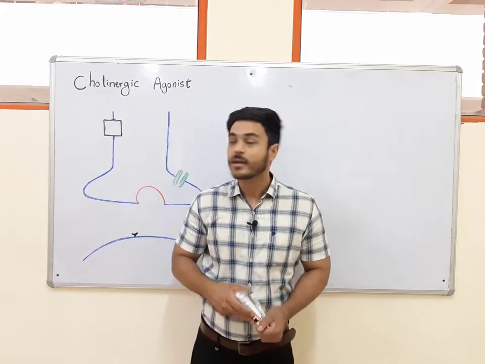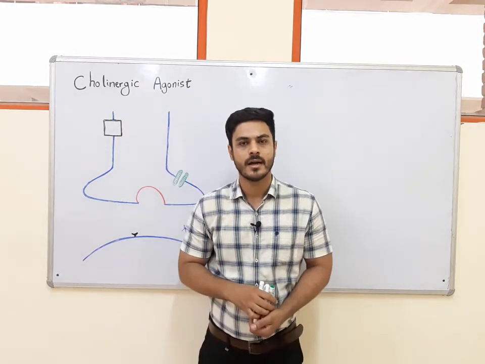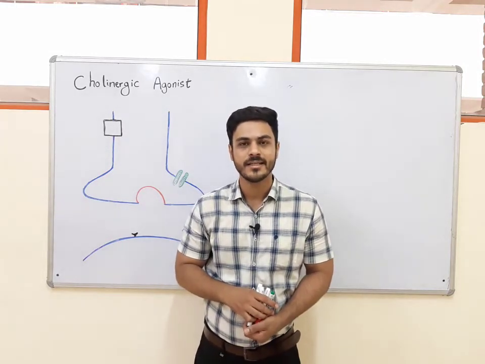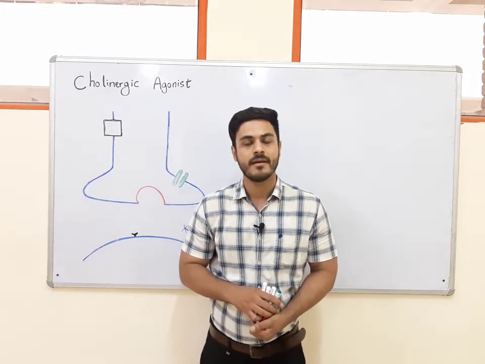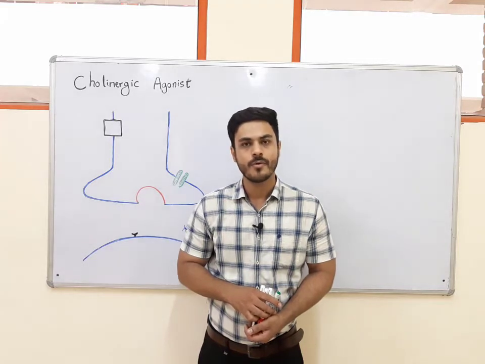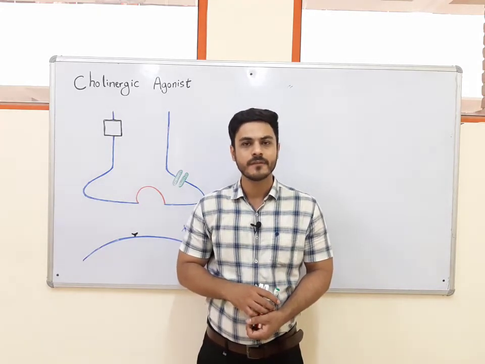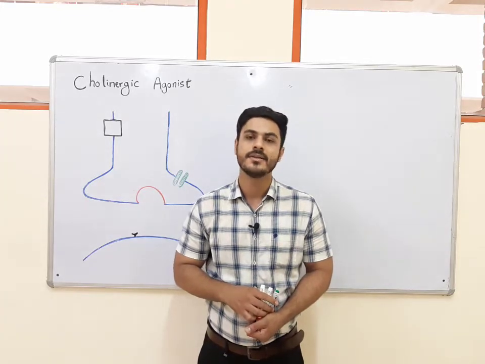Today we are going to talk about cholinergic agonists. Cholinergic agonists are the chemicals which can increase the effect of acetylcholine in the synapses. They have different mechanisms of action, and today we're going to learn about the mechanism of action and the different groups which can increase the effect of acetylcholine in the synapses.